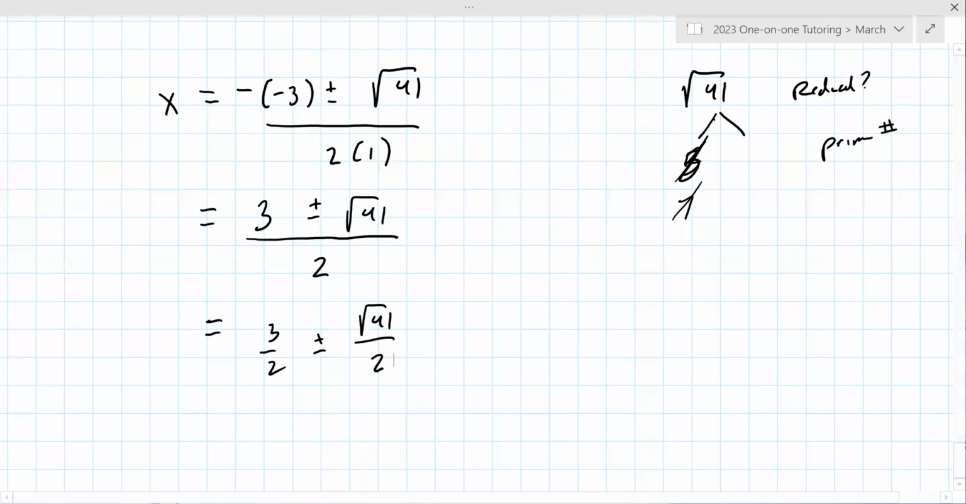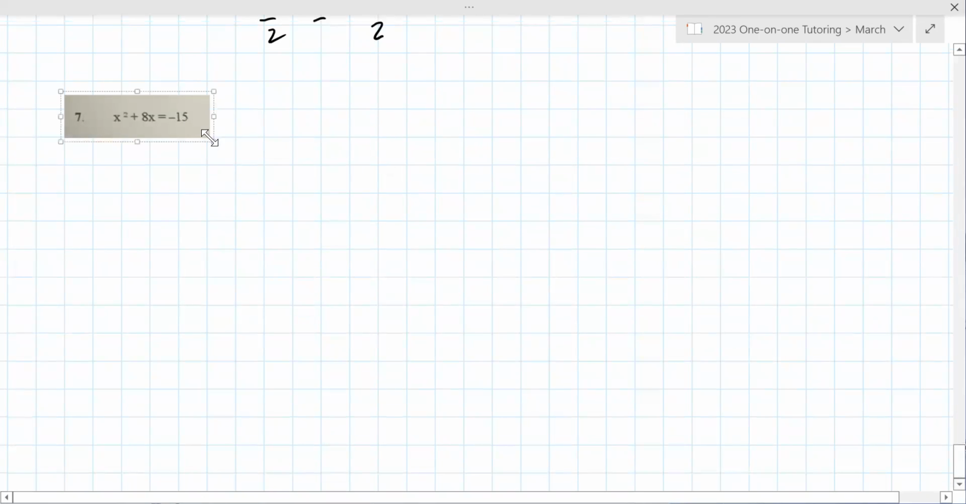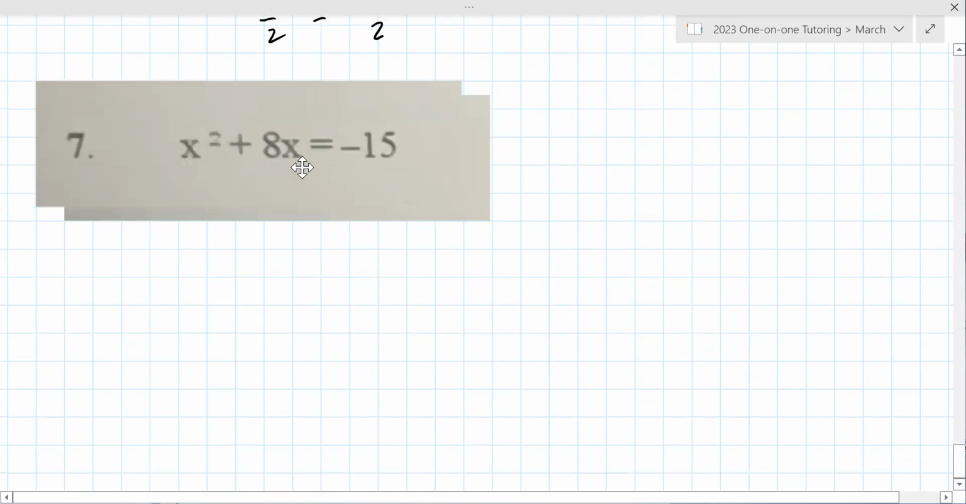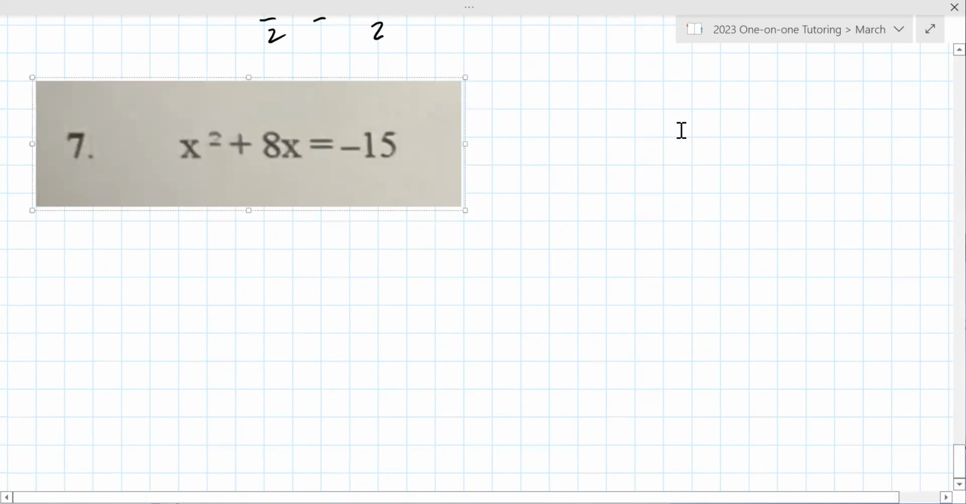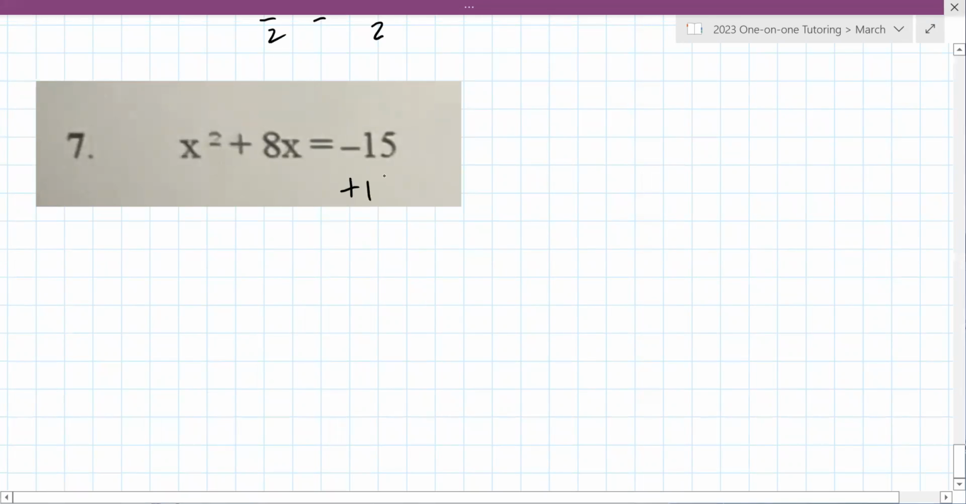Any questions on that? No. All right, so let's look at 7 here. What is the first step in 7? What's the first thing you have to do to be able to use the quadratic formula here? Move the 15 to the other side. Yeah, you're going to add 15 to both sides. This becomes x squared plus 8x plus 15 equals 0.